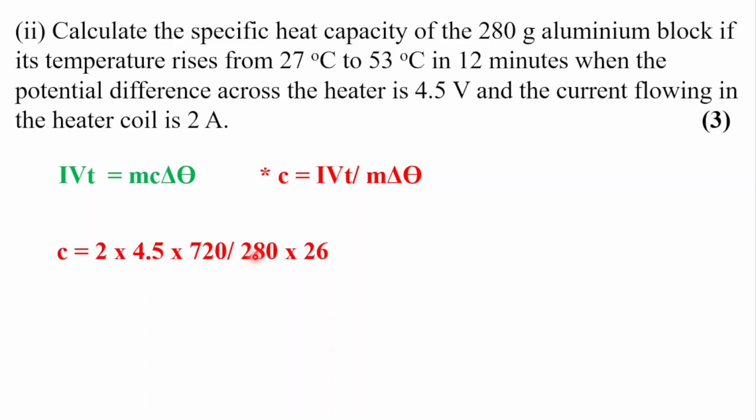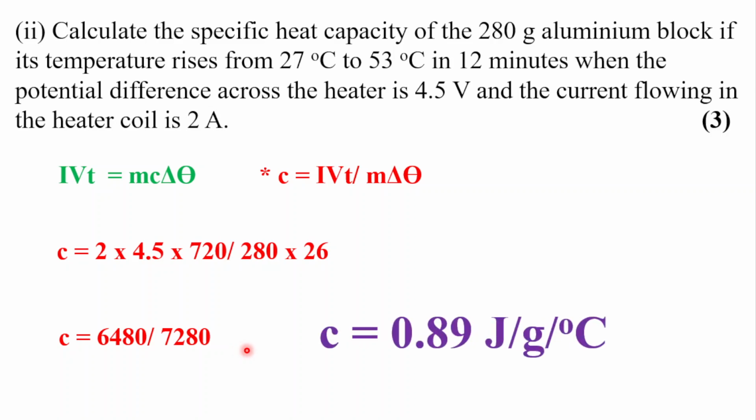Divided by the mass of the aluminum block, which is 280 grams, multiplied by 26, which is the change in temperature. So remember, we moved from 27 to 53, and so there's a difference of 26 degrees Celsius. That's the difference in the temperature right there. And so from all of that, what we're going to get here now is 6,480 divided by 7,280. And so as a result of that, our specific capacity of the aluminum block is 0.89 joules per gram per degree Celsius. So the unit is also important, all right?